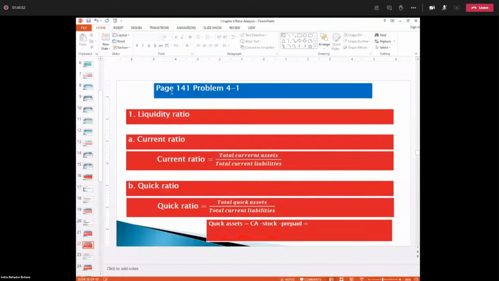And similarly liquidity ratio, current ratio and quick ratio. Current ratio, total current assets divided by current liabilities, and quick ratio, total quick assets divided by current liabilities.